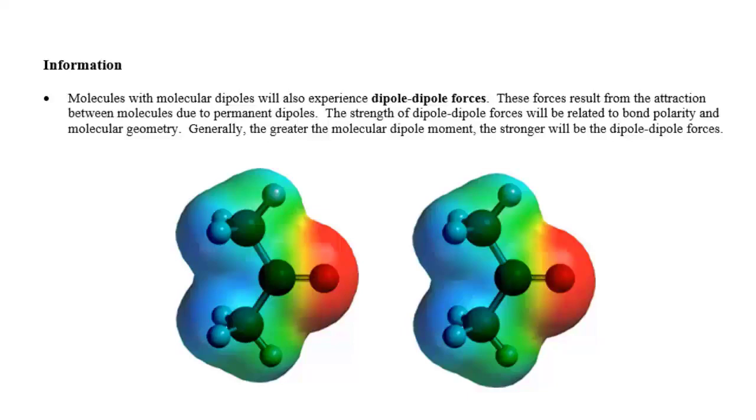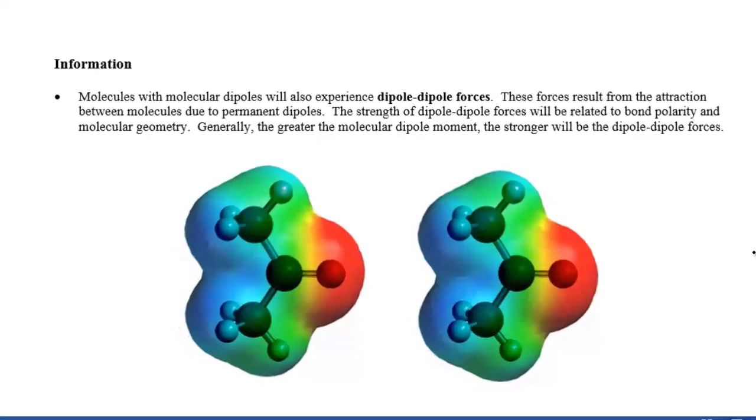Now of course we would have expected that as well, based on considering bond polarity, molecular geometry, and we also saw on a previous page the dipole moment for acetone being considerably high. Now the red part of the diagram represents an electron-rich region, and the blue part represents an electron-poor region.